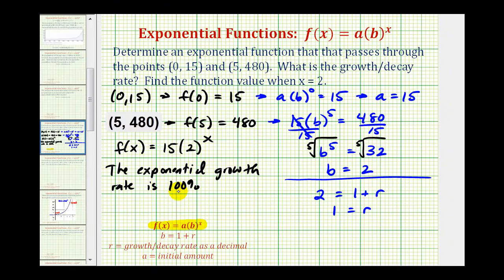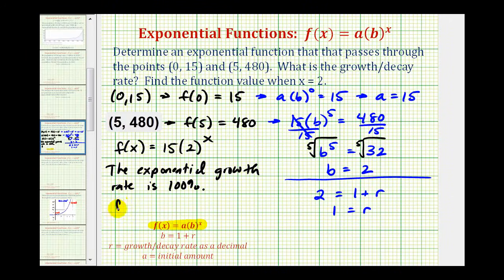Which means each time x increases by 1, the function value will increase by 100%. But I also want to point out that notice how the base is 2, so as x increases by 1, we're multiplying by another factor of 2, which means the function value will double each time x increases by 1. So having an exponential growth rate of 100% is the same as the function value doubling each time x increases by 1.